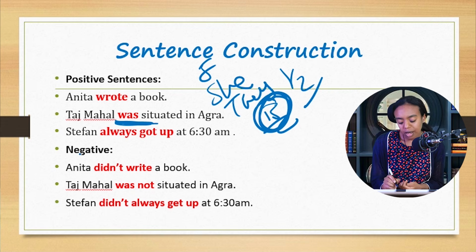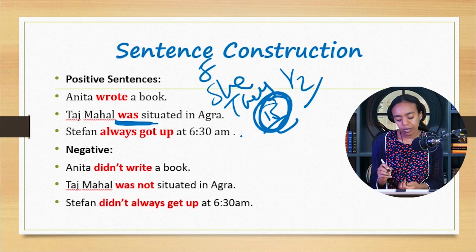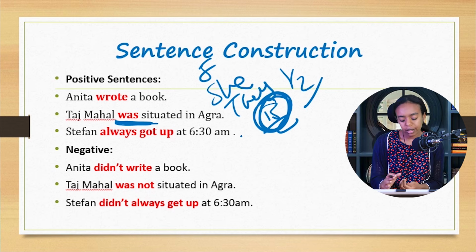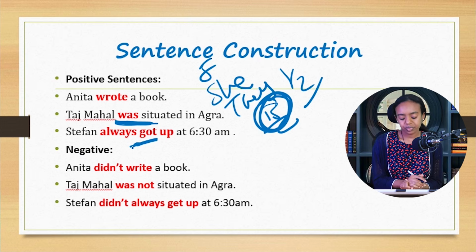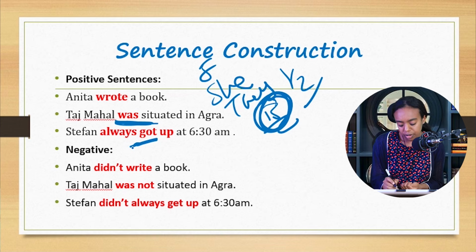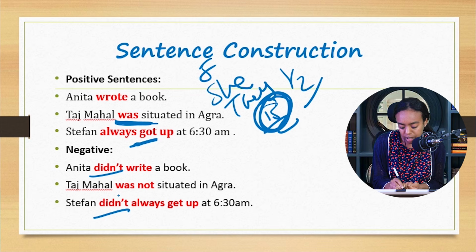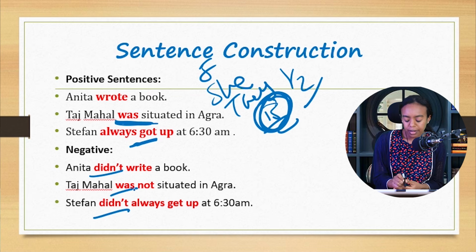Stefan always got up at 6:30 a.m. ስቴፋን ሁሌ 6:30 a.m. ላይ ይነሳል ከእንቅልፉ። ጌት የሚለው ጋት ሆኗል ማለት ነው። ኔጋቲቭ ሲሆንስ didn't and was not። እዚህ ጋር አሁን wasን ለምን ተጠቀምን?